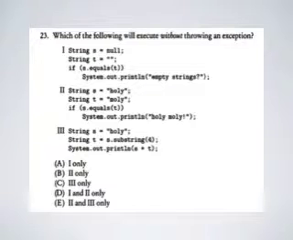So what is the question? Which of the following will execute without throwing an exception? We know that the first one will throw an exception because of the uninitialized memory, but choices 2 and 3 execute very well. So the answer to this question should be E, 2 and 3 only.